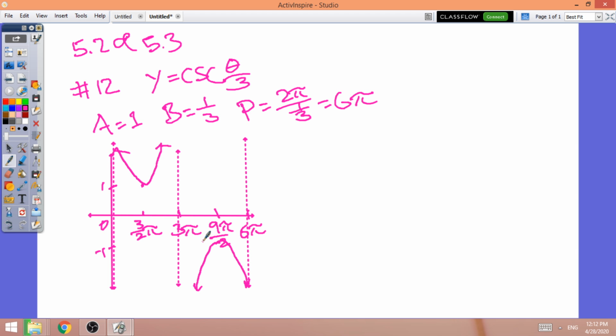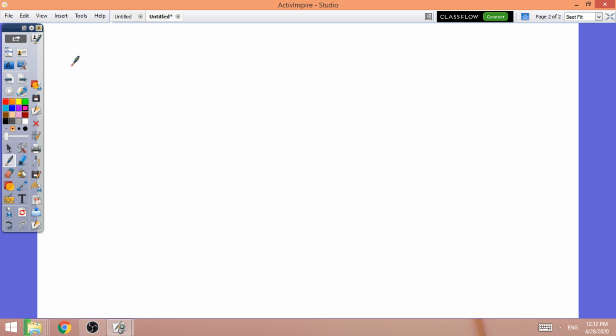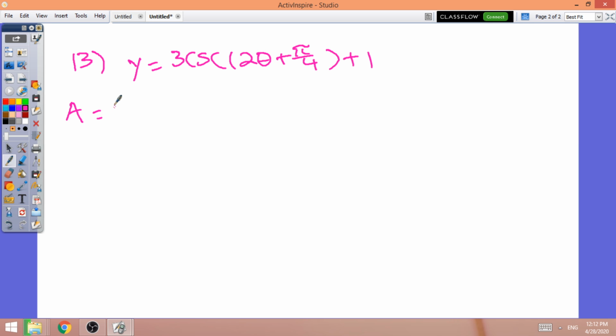So 13 is also sketching a graph of cosecant, but this time it's going to be a lot more complicated. For number 13, it looks like we have to deal with the ultimate form. So y equals 3 cosecant of 2 theta plus pi over 4, plus 1. One thing that you need to do, again, this one has everything, so it's the ultimate form. One thing you want to do is take out that 2 first, because that 2 is like the greatest common factor. So we pull out 2, so we get quantity theta plus pi over 8.